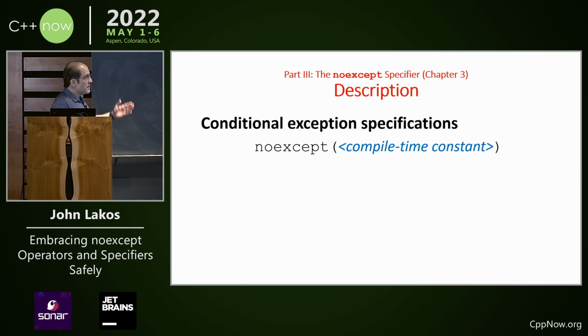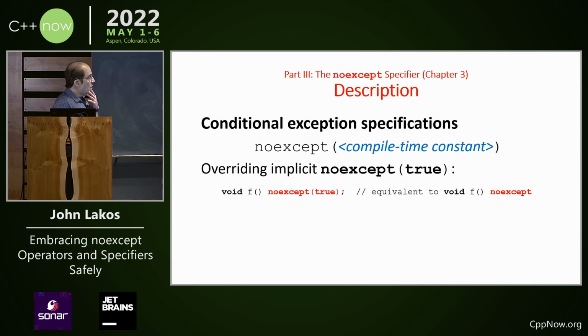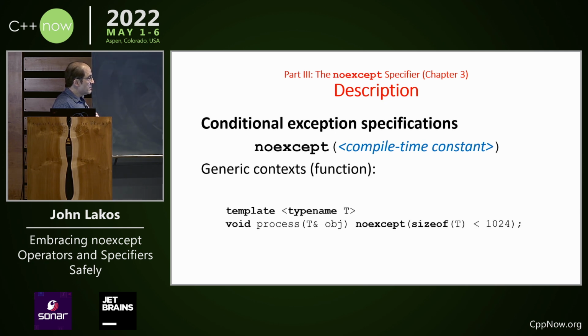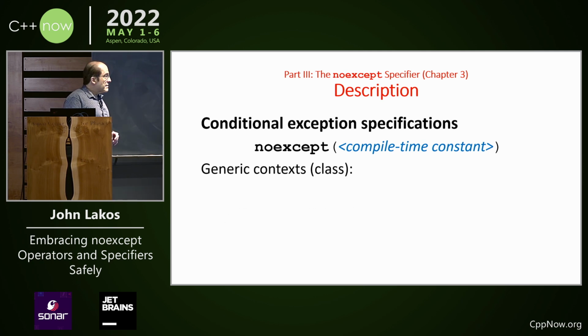Conditional noexcept specification. So noexcept, compile-time constant. So overriding implicit noexcept true. So if you have something like that, okay, so struct, here we go, noexcept false. The destructor may throw. Generic function. Okay, this is a really interesting use, right? I'm saying that the thing won't throw if the size fits in the pre-allocated buffer. That seems like a very reasonable thing to say. Like, I get that. I like that. Okay? But you have to mean it.